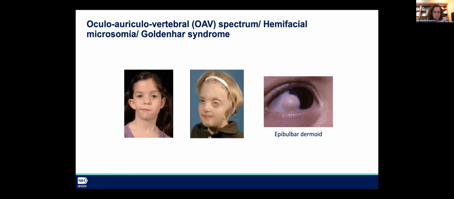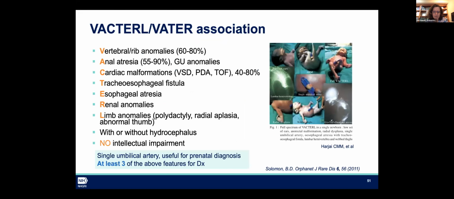So carry on. And I don't know if Ben is still on the call, but Ben has had another protocol here at NIH on the VACTERL association, and there is a whole book written by Ben Solomon, and a wonderful review in Orphanet Journal from 2011 on the VACTERL association.